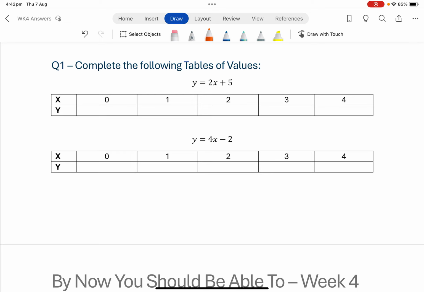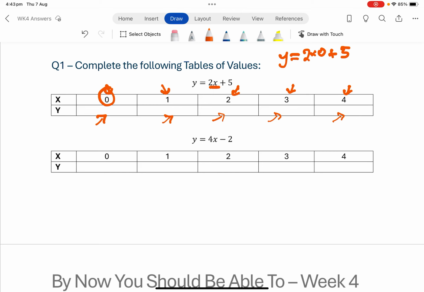For the first question here, as a reminder, we're replacing x in that equation with each of these numbers in the table. And whatever output we get when we put in those x values is going to go here, in the y value. So for example, the first one with the 0, I'm going to write y equals 2x plus 5, but instead of x, we're going to put 0.